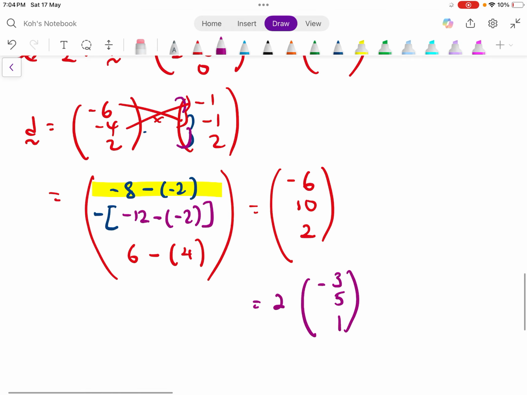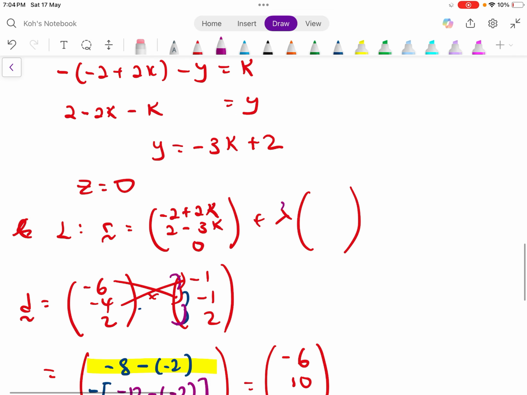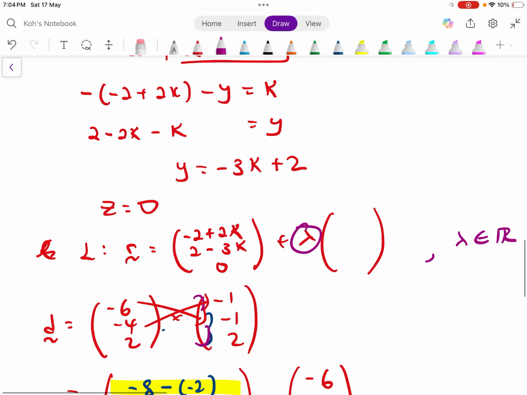The 2 you can just put aside because it can be absorbed inside this lambda, where lambda is any real value. So definitely negative 3, 5 and 1 is here.